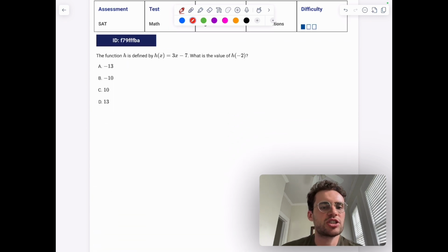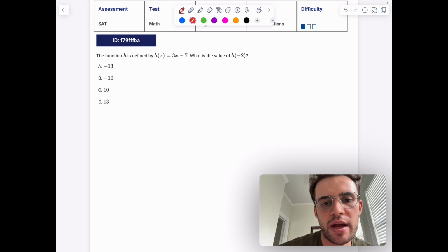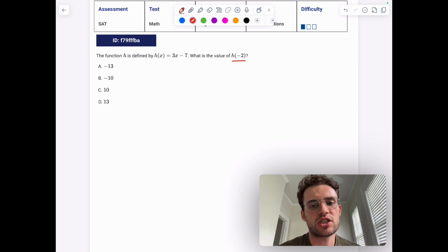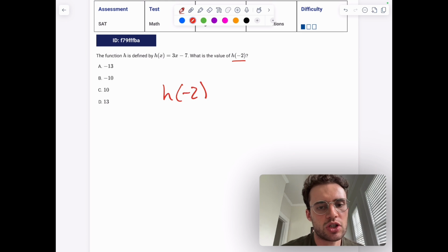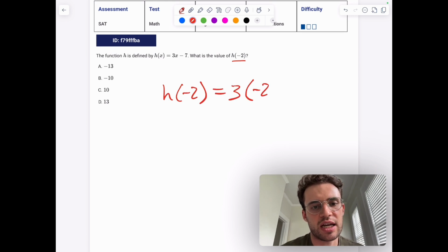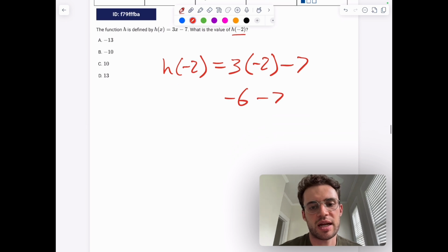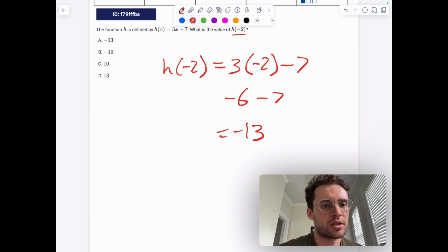The function h is defined by h of x equals 3x minus 7. What is the value of h of negative 2? So just put in the negative 2 for x. We get h of negative 2 is equal to 3 times negative 2 minus 7. 3 times negative 2 is negative 6. Negative 6 minus 7 will give us negative 13. So that's option A.